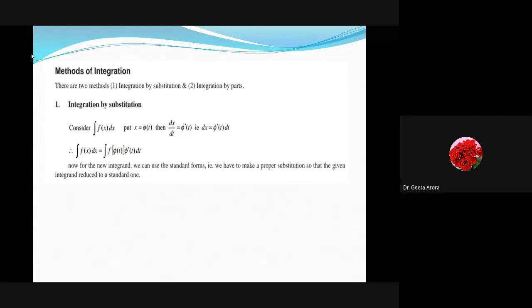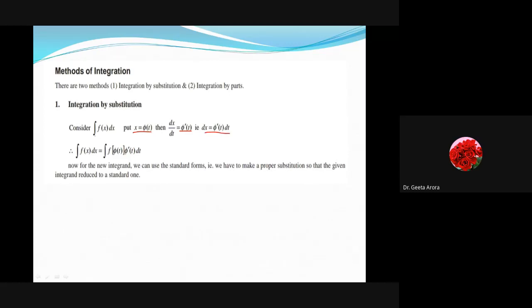But sometimes it is not possible to integrate a function directly. So what we can do there is substitute the function as some other variable. Here we have to consider the integral of f(x) dx. Now maybe it's not easy to integrate the given function, so we can take x as some function of t. Let x equal phi(t). Then dx upon dt can be written as phi dash t, or dx equals phi dash t dt.